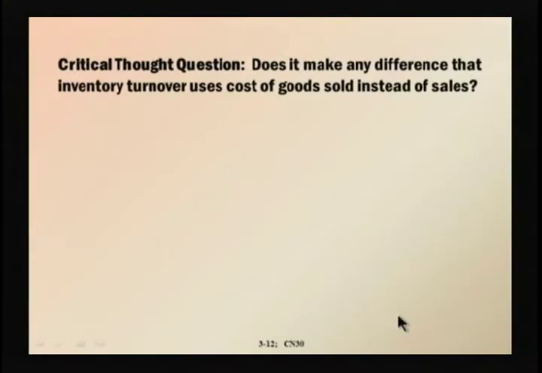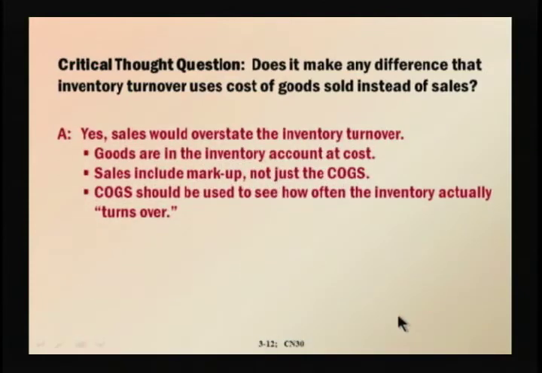Now, notice most turnover ratios have sales in the numerator. Cost of goods sold is in the numerator of that inventory turnover ratio. Does it make any difference that we use cost of goods sold in the numerator instead of sales? Well, certainly the ratio value is going to be different.